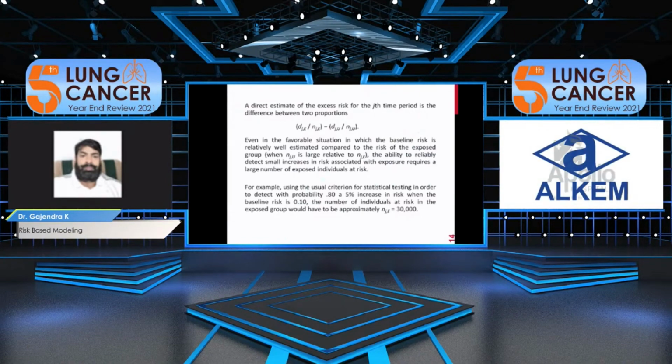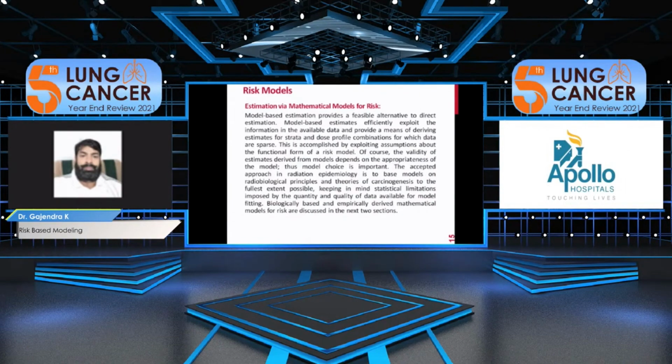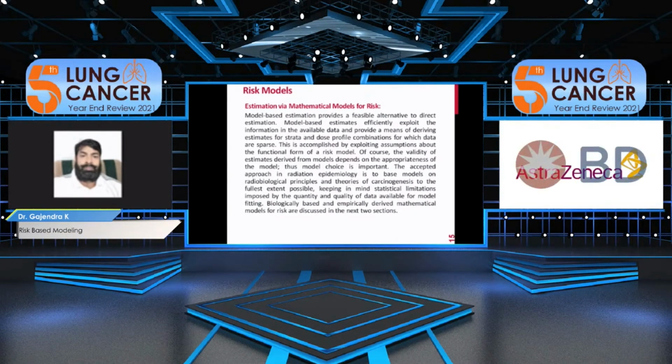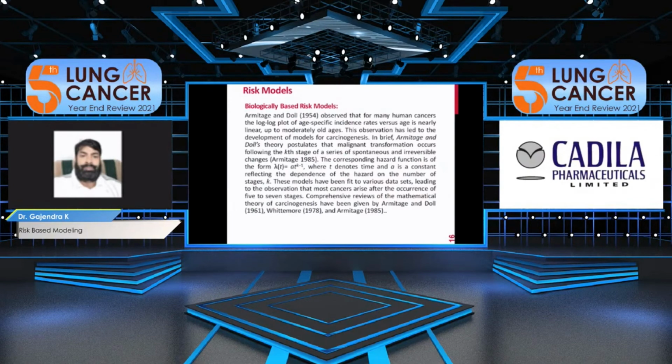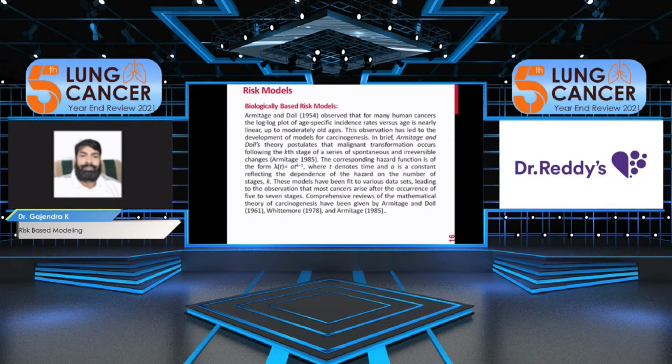So the risk model continues, that is estimation by mathematical modeling. There are lots of mathematical models available. So Armitage's 1985 work developed some models. The corresponding hazard function is of the form h(t) equals a t raised to the power k minus t, where t denotes the time and a is the constant. Using this constant, some empirical models, empirically based, are also developed.